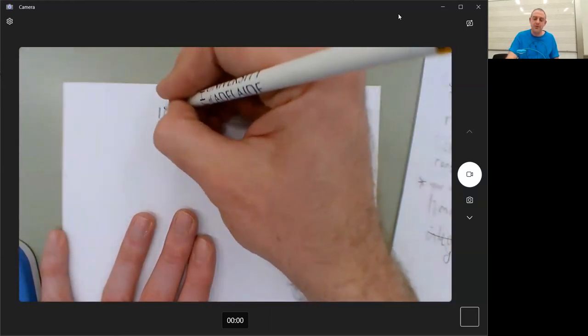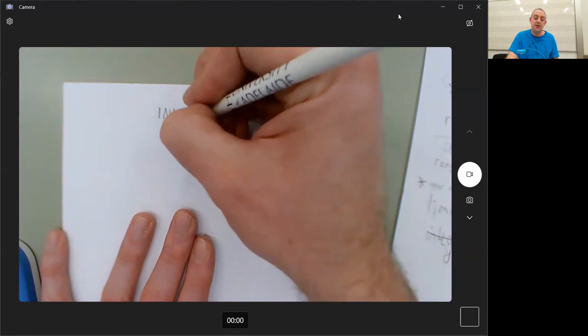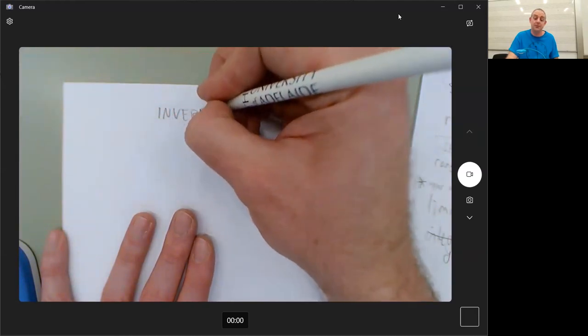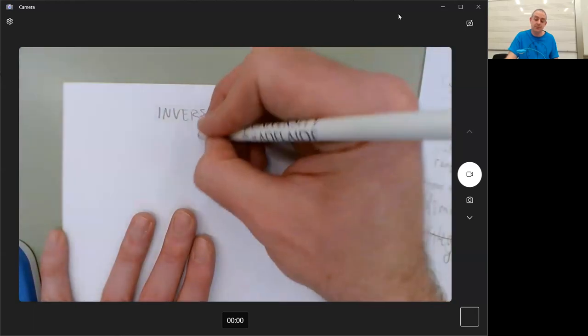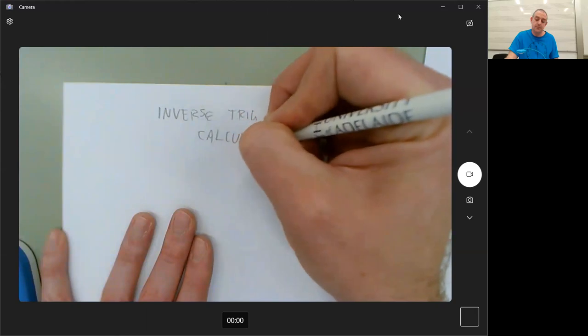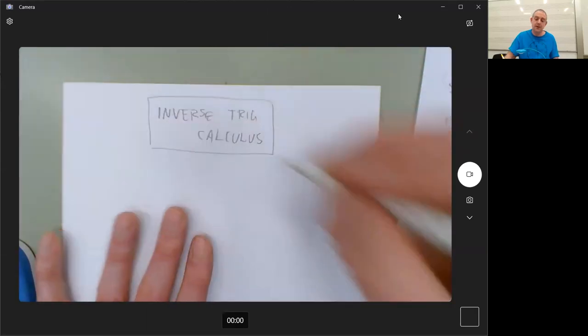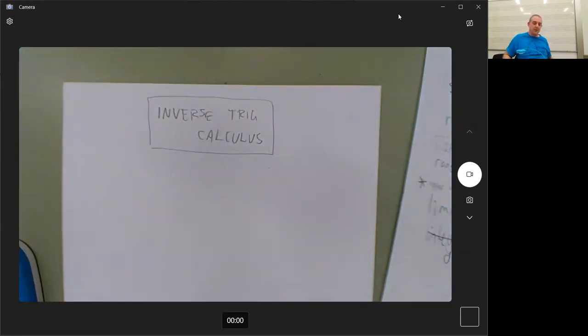I'm just going to talk about this for a second, and then I will talk about subspaces, spans, and stuff. Inverse trig function calculus, since someone asked.